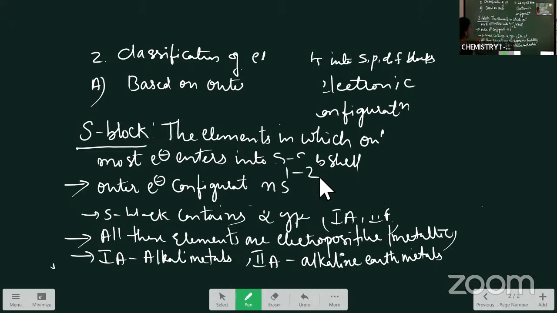Now, how many groups are present in this S block? Since the capacity of the S subshell is 2 electrons, therefore 2 groups are present. Now, what is the nature of these elements? All these elements are electropositive in nature, or they are metallic. The next, what groups are present? 1A is commonly called alkali metals, whereas 2A is commonly called alkaline earth metals. Please copy down this fast.